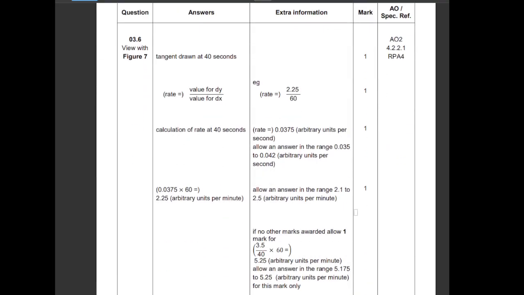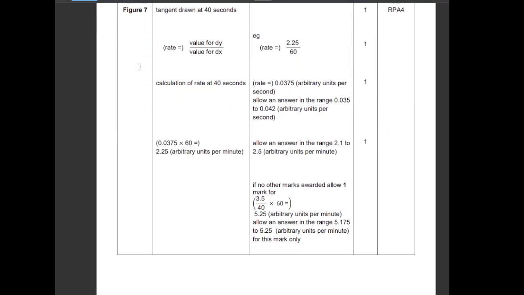Question 3.6, tangent drawn at 40 seconds. So this is where you're getting the 4 marks, right? It has to be drawn at 40 seconds, and we worked it about 2.4. Here they are working it about 2.25. So calculation of rate of reaction based on this value, what they have worked out, their answer is 0.0375. We got 0.038, remember. Again, they have given a range, so your answer could be anywhere between this range.